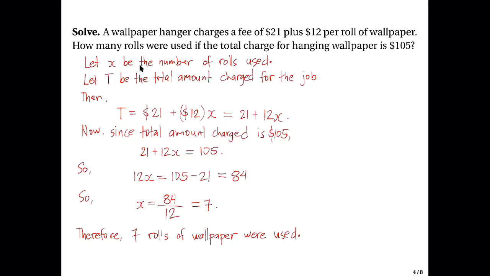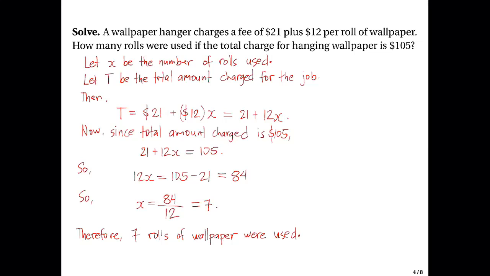And some students, after starting with this equation, they work, and then x equals 7. And then they will just box x equals 7. So my question is, what does this x equals 7 represent?